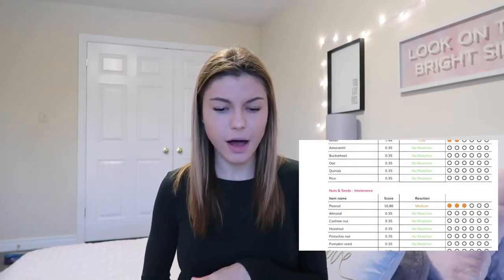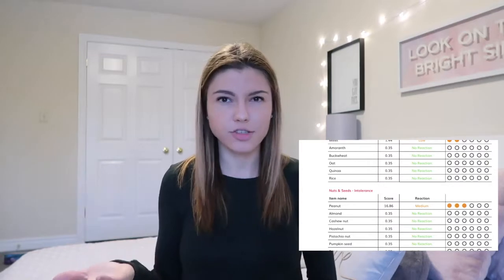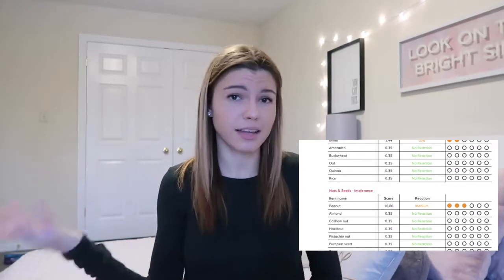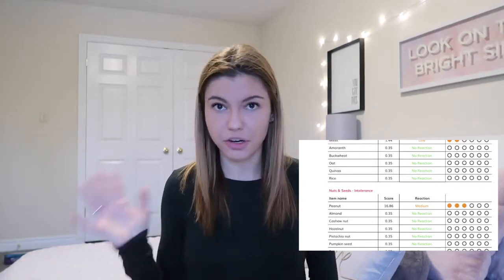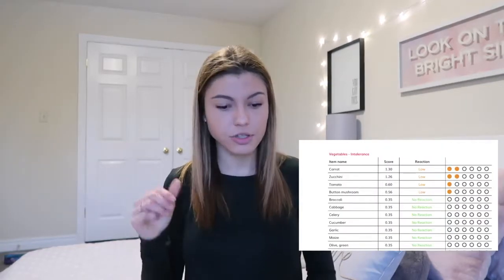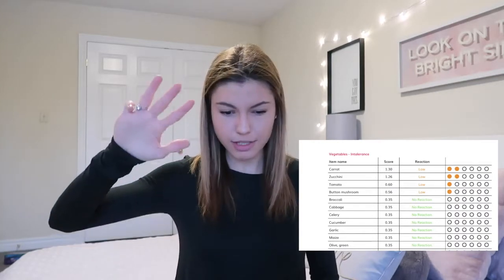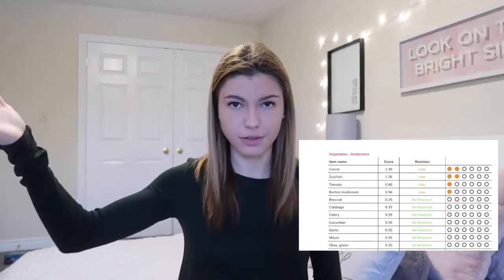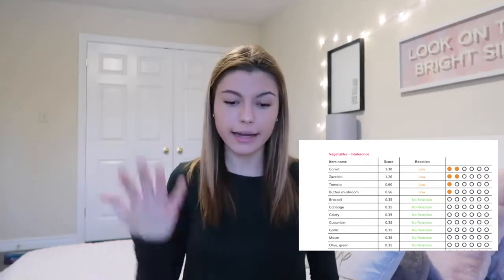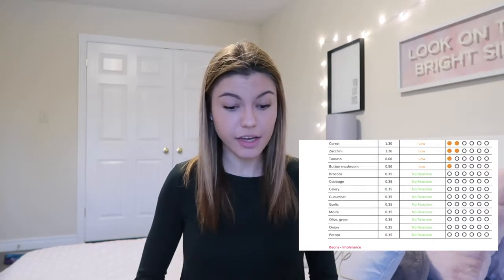And now we'll scroll down to the nuts and seeds, and it just says I have a medium intolerance to peanuts, but since it's such a low intolerance to it, it doesn't really affect my body much, so I still eat peanuts all the time, and then no other intolerances towards any of the other nuts. Now for vegetables, I have a small intolerance to carrot, zucchini, tomato, and button mushroom. Now I don't know about zucchini, tomato, or button mushroom, but I have carrots all the time and they don't really seem to affect me, again since it is such a low intolerance to it. Then I am not intolerant to any of the other vegetables.